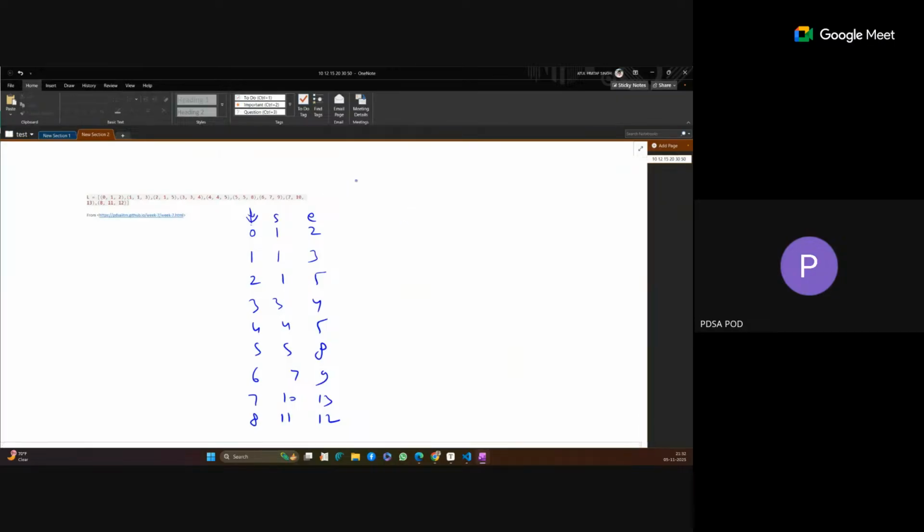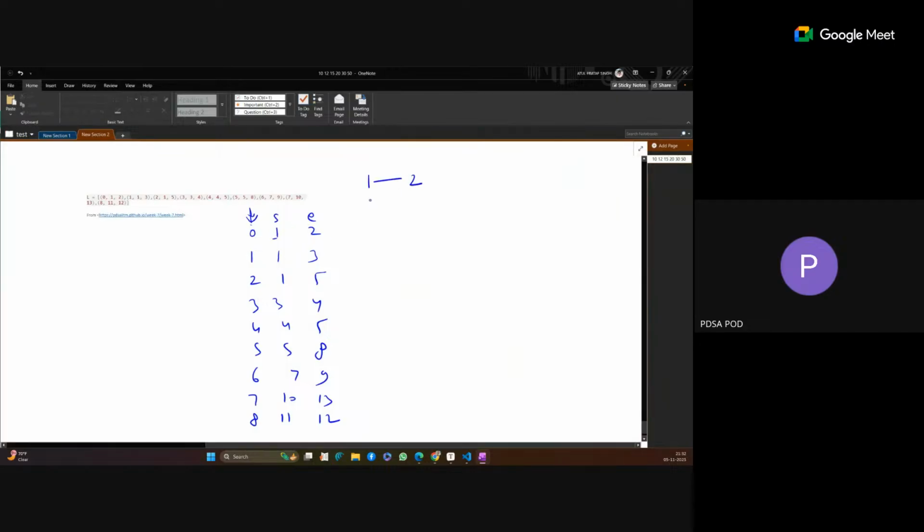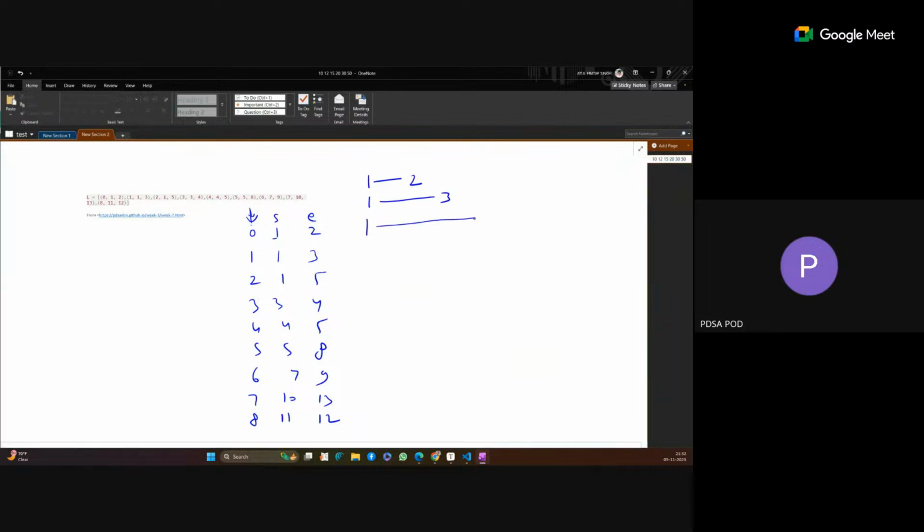Now, if a slot starts from 1 to 2, the second slot also starts from 1 to 3, and then 1 to 5, and then 3 to 4. You can see 1 to 2, 1 to 3, and 1 to 5 overlap in the same time duration. The starting time is the same and the ending time is different. These cannot be allocated to one room. We have only one room, and we want to allocate these slots.